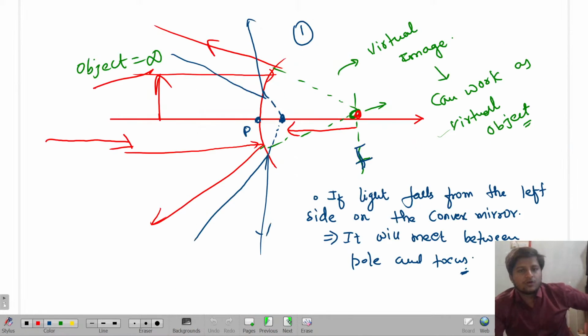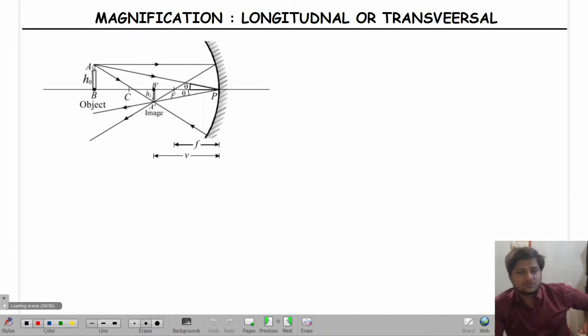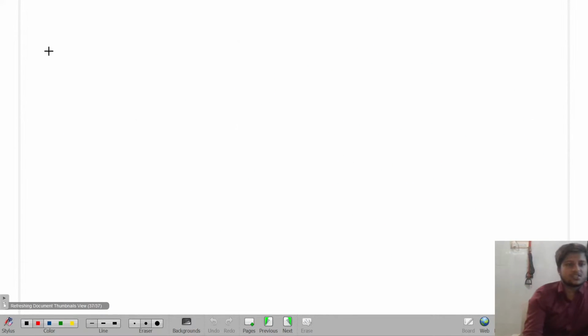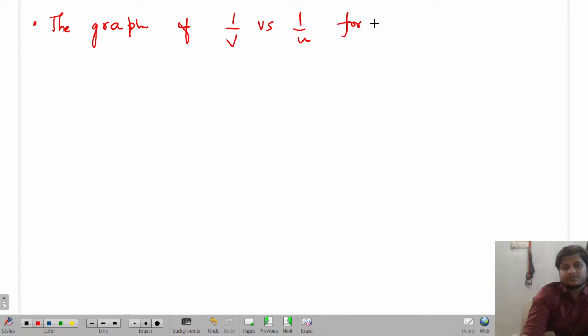Your only homework will be just one homework, to test your critical ability. You have to draw the graph. It is not available in any kind of book. The graph of 1 by v versus 1 by u for convex mirror. Okay, you have to draw it and send it to me by afternoon.